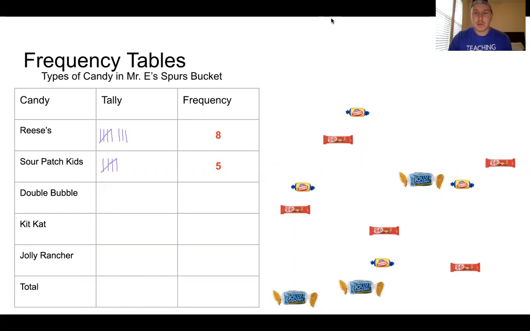The next one is Double Bubble. I think this is actually one of the most popular ones. You guys love your bubble gum. So we count how much Double Bubble there are. 1, 2, 3, 4. We write that tally down. Okay, and we'll get that double bubble out of the way, and we can see that there were 4.